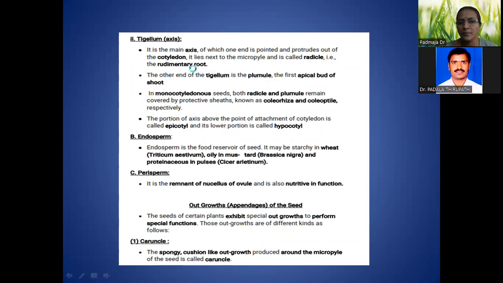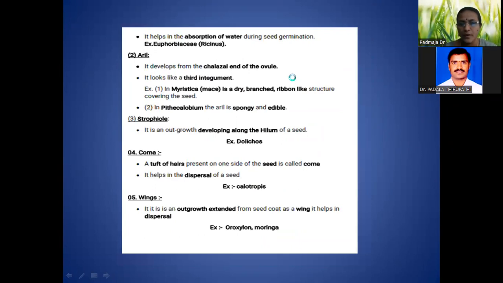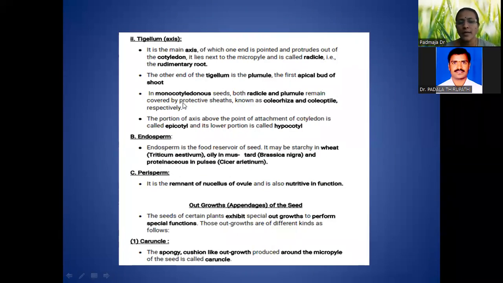The other end of the tigellum is the plumule. It gives rise to the shoot system. And in monocotyledons, both radicle and plumule remain covered by a protective sheath. We call that the plumule is covered by the coleoptile and the radicle is covered by the coleorhiza in monocotyledons. The portion of axis above the point of attachment of cotyledons is called the epicotyl, and the lower portion is called the hypocotyl.